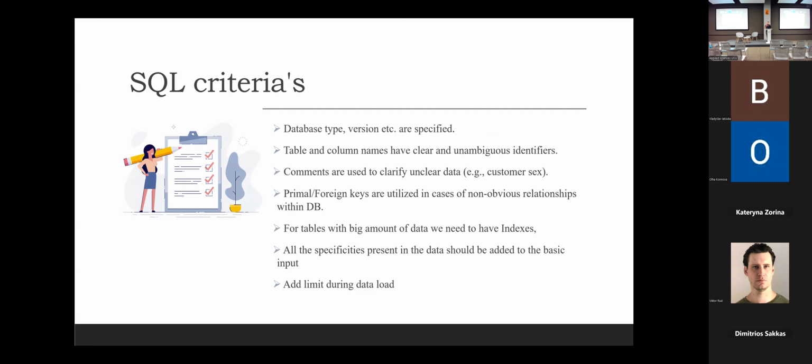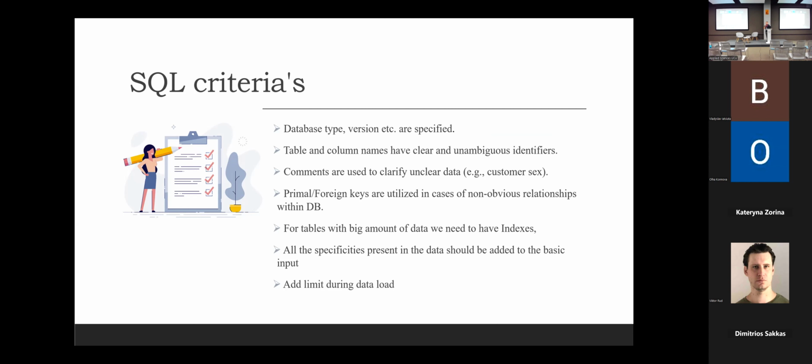Comments should be used to clarify data, for example, customer sex. Primary and foreign keys should be used in case of non-obvious relationships. For tables with a big amount of data, you need to have indexes, just to be sure that the query runs smoothly. And all the specifics present in the data should be added to the base input. That means, for example, if you have several versions of the same data in the table, like expiration, is active, or when you have certain columns with complex data divided by semicolons, or you keep JSONs inside the database.